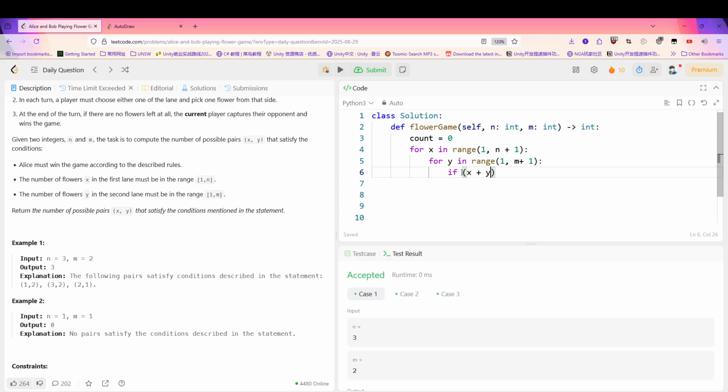So how can you judge a number is an odd number? It's modulo 2 does not equal 0, right? Then count plus equals 1. We're gonna return our count here. So let's check if this code works.